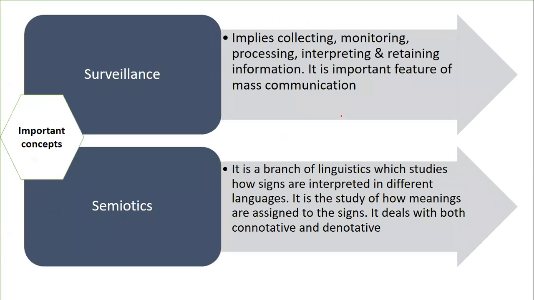Yes, now two important concepts: surveillance and semiotics. Surveillance is nothing but collecting, monitoring, processing, and interpreting information. It is one of the features of mass communication. So for mass communication, you can use this. It was a question in a previous year's question paper. Semiotics is basically a branch of linguistics that studies how signs can be interpreted with different languages. It is a study of how meanings are assigned to signs, and it deals with both connotative as well as denotative. So connotative and denotative, I've already done and made you understand very well.